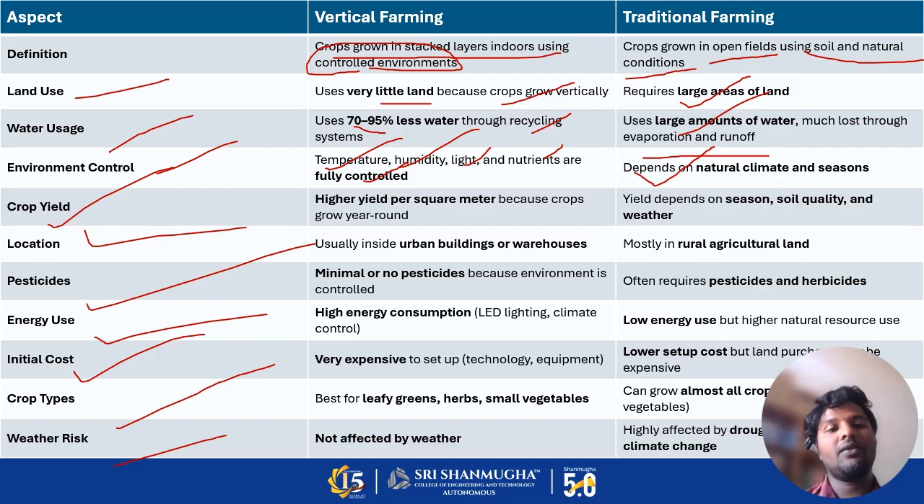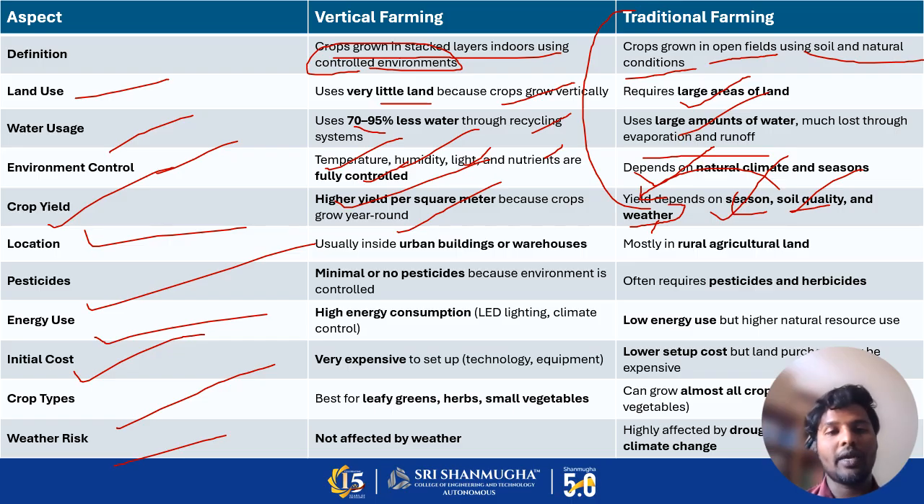Then in the aspect of crop yield, we can get a high yield per square meter in vertical farming because crops grow year round. In traditional farming, yield depends on the season, soil quality and weather. So these factors will determine the yield of the crop in traditional farming. So we can attain a higher yield in vertical farming than in traditional farming.